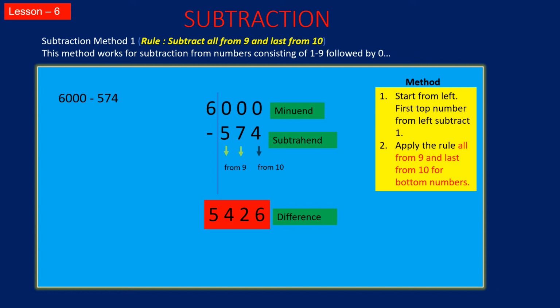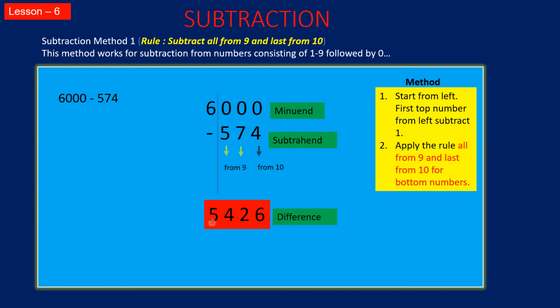In this method, we start from left. First write down 6000 and under that you write down 574 and then you write your answer box here. The first step, very simple, you start from the left. First top number here is 6, right? First top number from left, subtract 1. So 6 minus 1, you get 5, write 5 in the answer box.